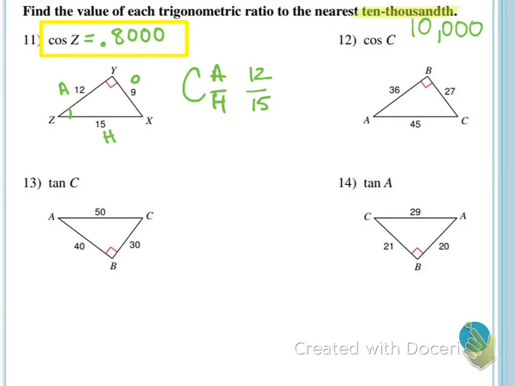The last one we'll do together is tangent from C. So go ahead and mark, we're looking in from C. Remember that TOA is opposite over adjacent. So which of these is the opposite? 40. Which one's the hypotenuse? So that means the adjacent is 30. So what will go in the numerator? 40, and then the denominator? 30. So let's go ahead and type that in.